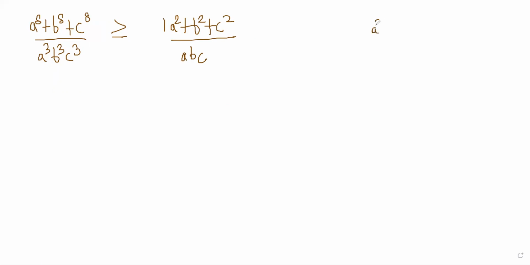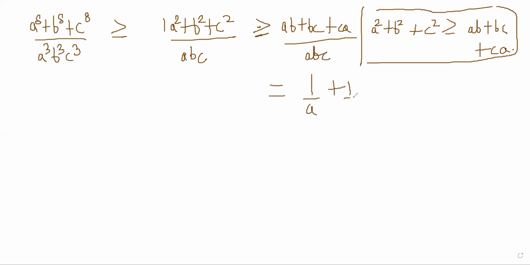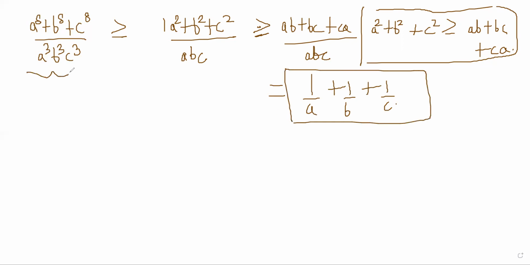But earlier we have proved that a square plus b square plus c square is greater than equal to ab plus bc plus ca by rearrangement inequality, right? So let's use that here. So we know that this is greater than equal to ab plus bc plus ca by abc, which is equal to 1 by a plus 1 by b plus 1 by c. So we have proved the statement that we set out to do, right?